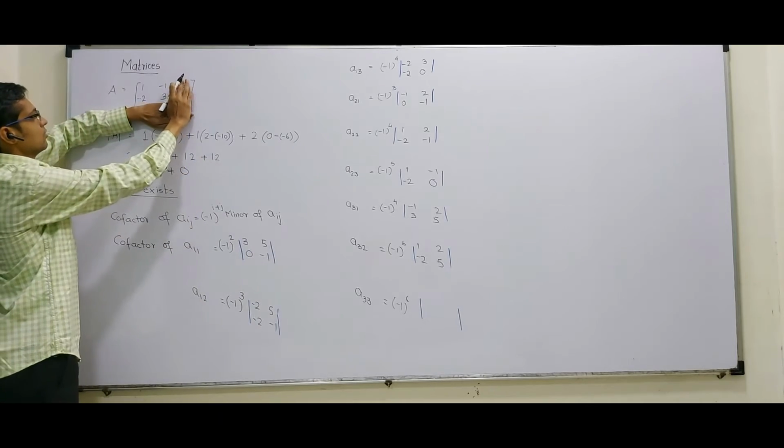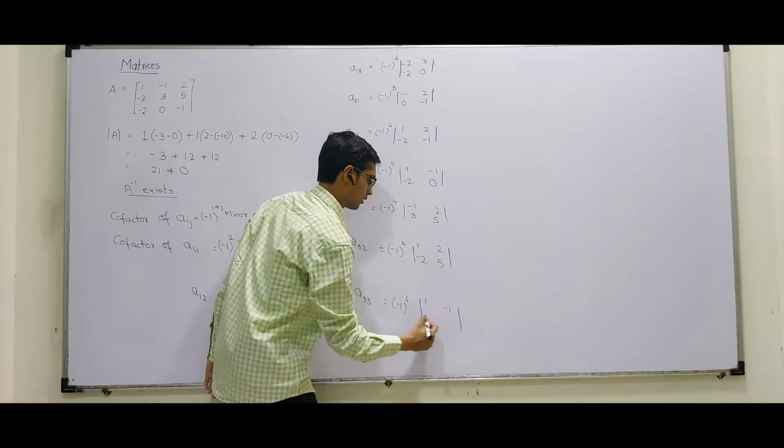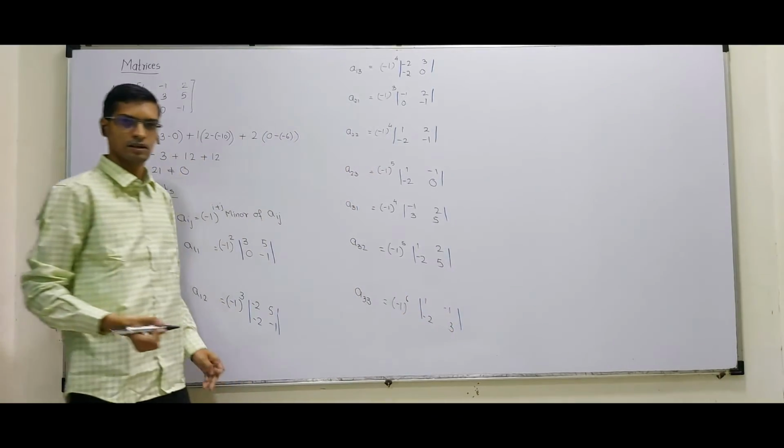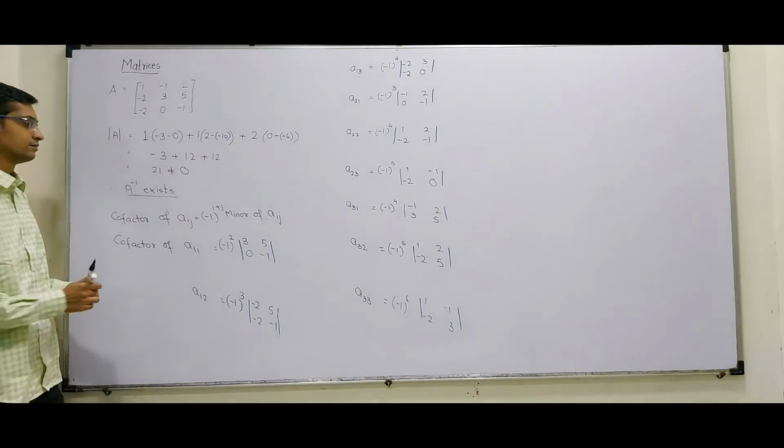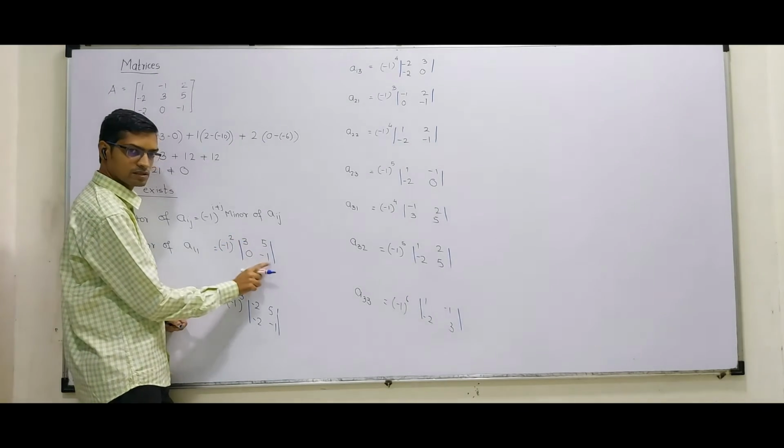And last row: 1, -1, -2, 3. Correct? So let us simplify these brackets. इसको हम बाद में देखेंगे. And just finding the answer of this. कितना आएगा?